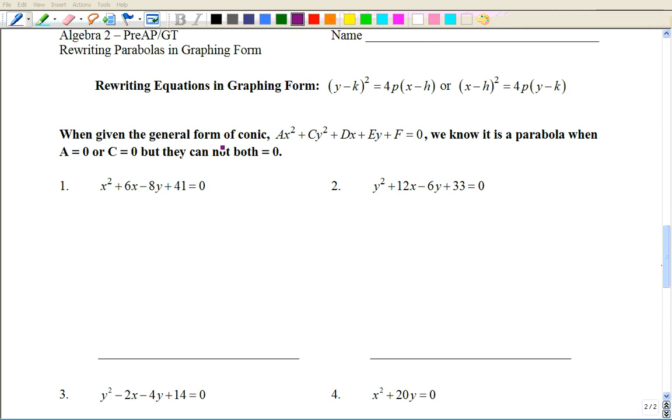So remember to look at the general form of a conic in this form. We know it's a parabola when a is 0 or c is 0, but they cannot both be 0. In other words, we only have one squared term.